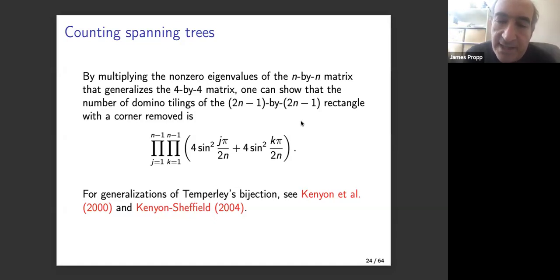And this bijection has been generalized. You can see the article by Kenyon et al. from 2000 and Kenyon and Sheffield in 2004. This is a good time for me to pause for questions.